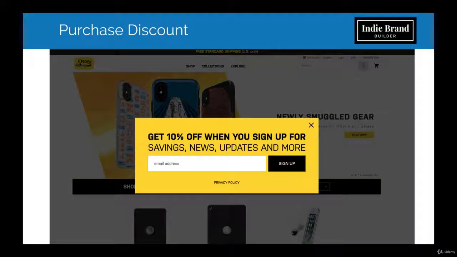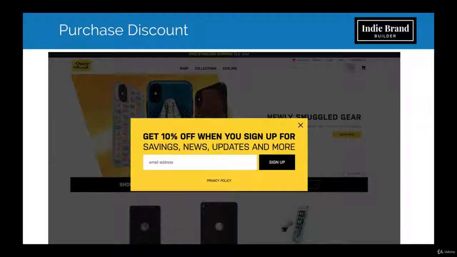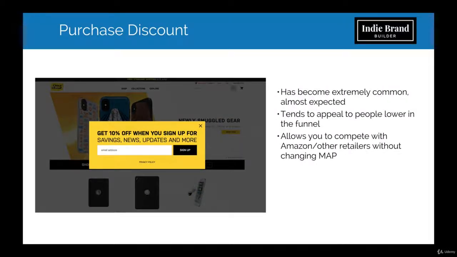The next is the purchase discount offer, and this is from Otterbox. It says, get 10% off when you sign up for savings, news, updates, and more. This is a very common opt-in. In fact, it's almost become expected. People are looking around on an e-commerce site for an opportunity to save.